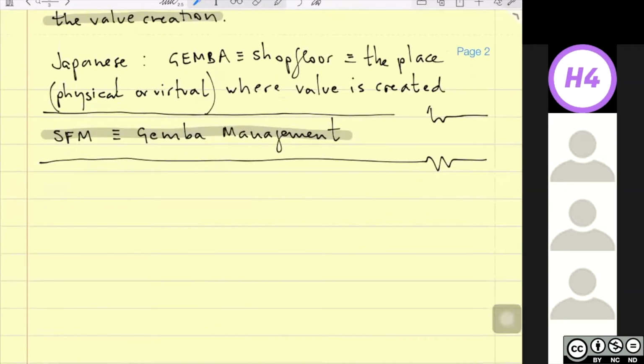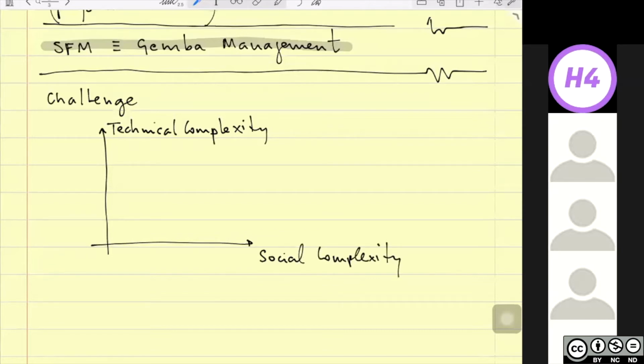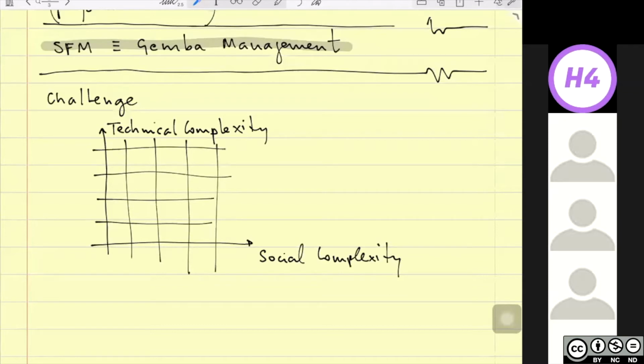So in a context in which, what is the challenge? Just imagine we have a technical dimension, which is the technical complexity, and a dimension which is the social complexity. It's a socio-technical environment in which we have 4 levels each. We've been talking about this in previous weeks. You go from trustworthiness to trust to empowerment and to alignment, and here you go from shop floor to supply chain, in which complexity is constantly being added to the system.